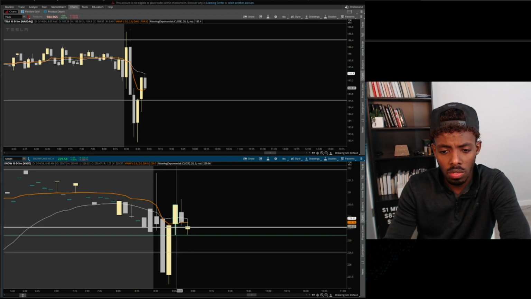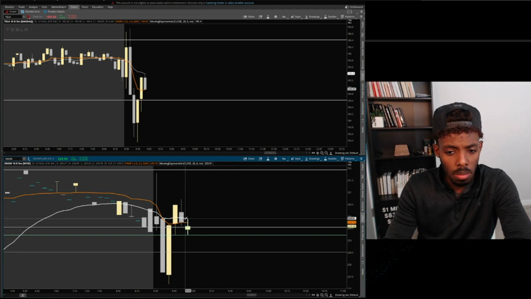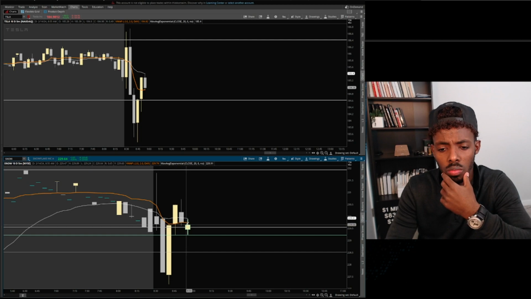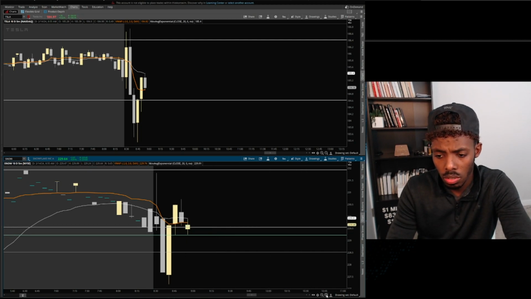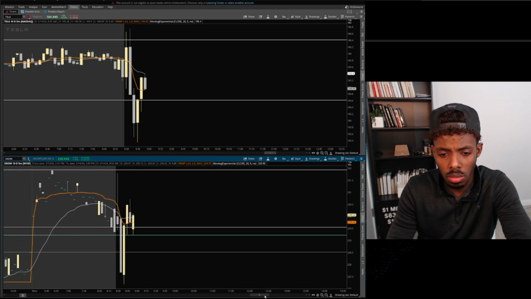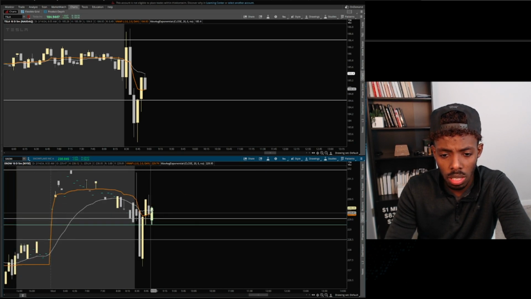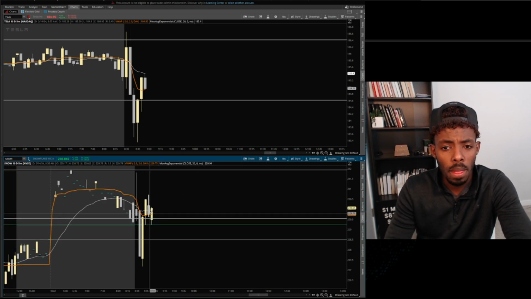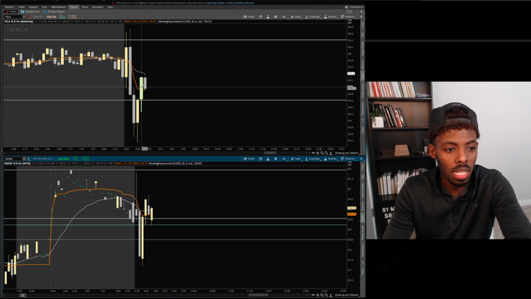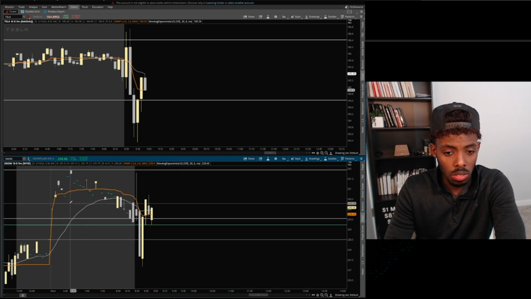I'm going to allow a little bit of time for this one, because this one needs a little bit more time. It's not fully a break. You know what I'm saying? We can see that it's not fully a break here. I prefer a clear break. This is a clear break on the upside. I want a clear break on the downside. That's what's up.